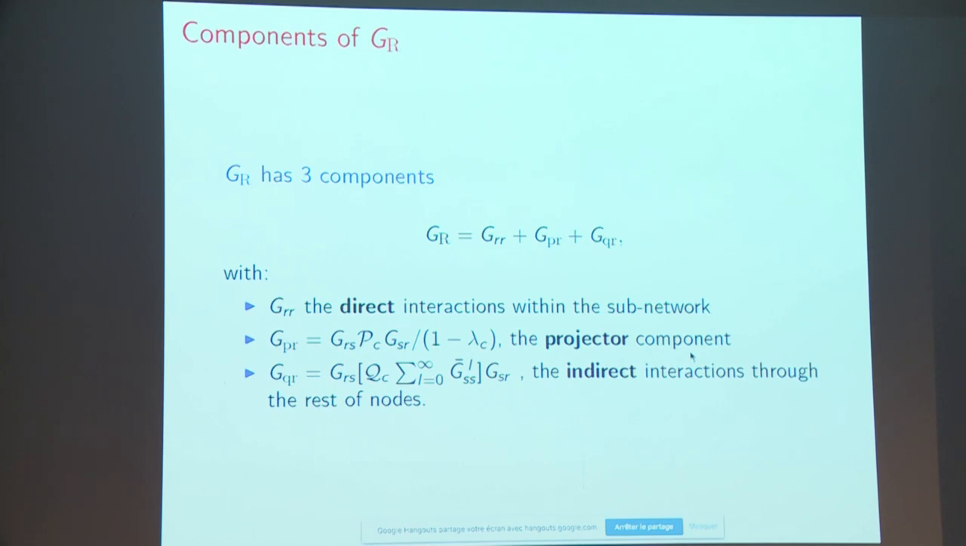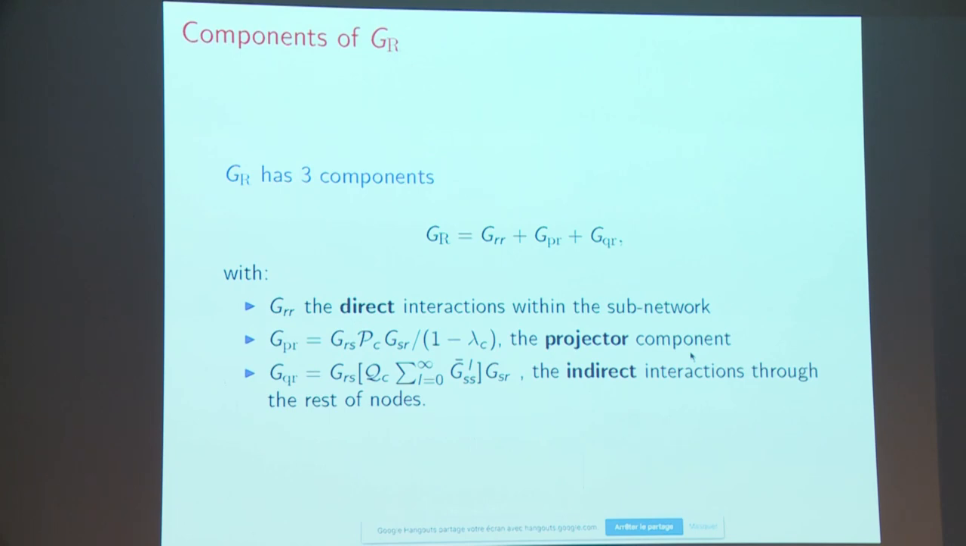The first component is still GRR. The second is the projector component, which is PC over (1 minus lambda c) multiplied by GRS and GSR. So this is a part which is closely related to the PageRank vector, as you will see. And you have GQR, which represents the indirect interactions through the rest of the nodes, and where you have no impact of the largest eigenvalue of GSS.